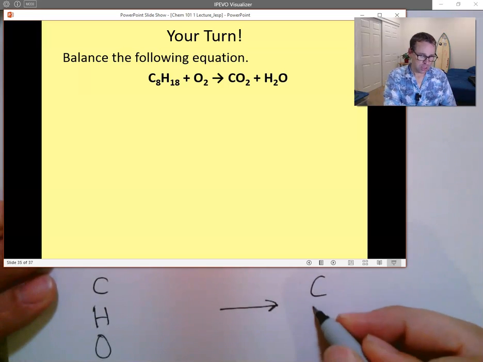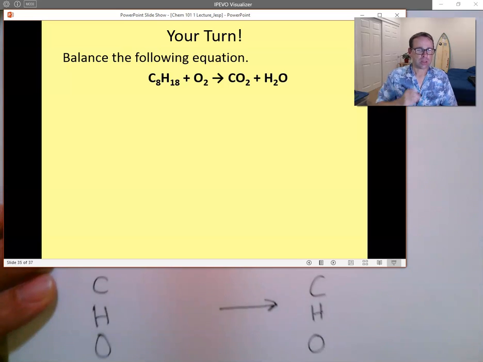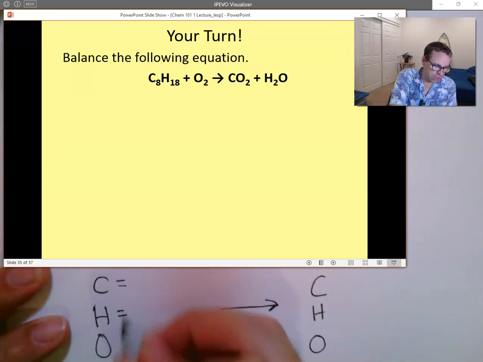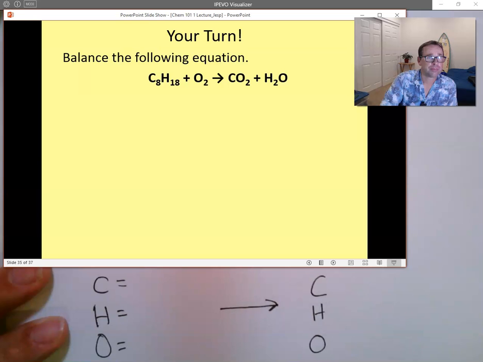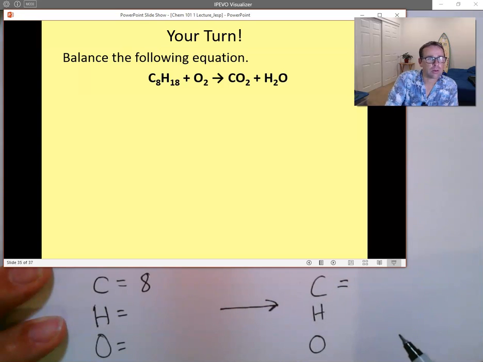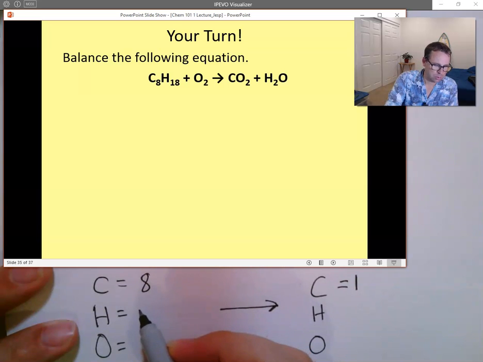Yes. Nothing new? Carbon, hydrogen, and oxygen? Okay, very good. Now, how many carbons do we have on the left side? Carbon's 8. Very good. How about the right side? 1. Just 1. That's right. How about hydrogens on the left? 18. 18. How about on the right?